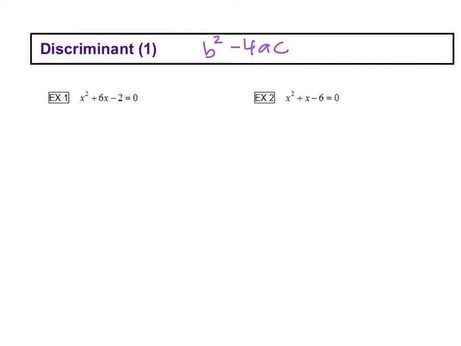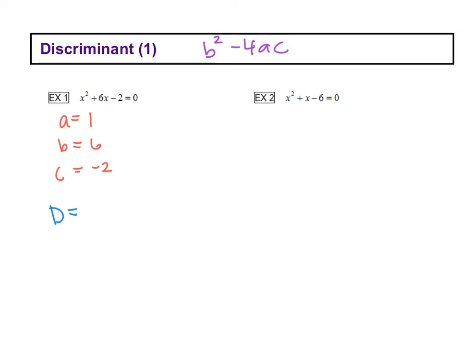So when you have your quadratic equation, you want to make sure you've got everything on one side and 0 on the other side. We can go ahead and list off: a is in front of the x squared, b is in front of the x, and c is the number on the end. So now that we have a, b, and c identified, we can go ahead and find our discriminant.